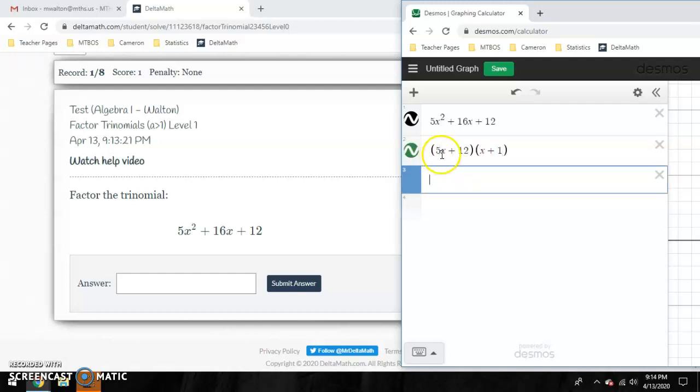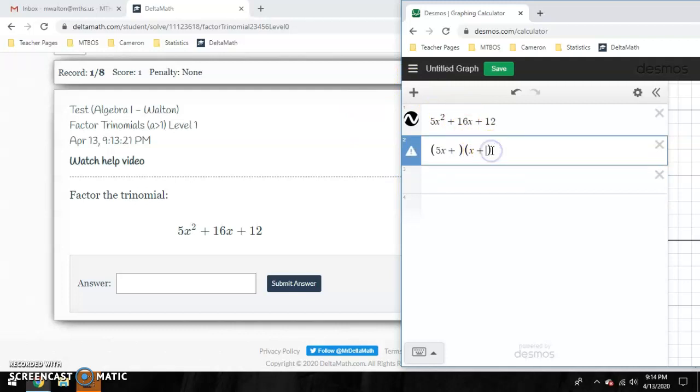All right, multiplying this out, 5x times x is 5x squared. 5x times 1 is plus 5x. 12 times x is 12x. And then finally 12 times 1 is 12. Oh, that's pretty close. That actually adds up to 17. I wanted it to add up to 16. All right, let's look at a few other ones.